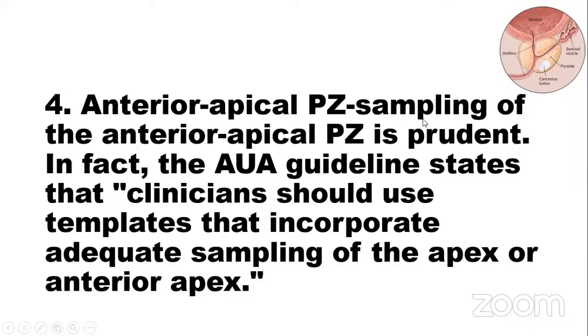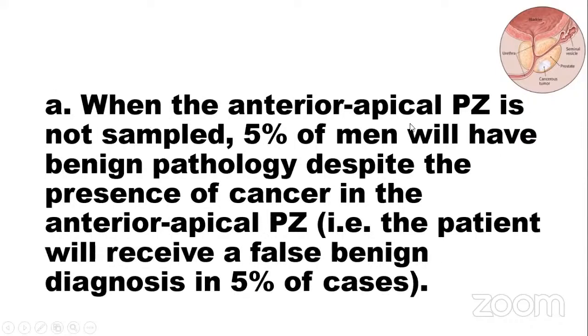Anterior apical peripheral zone sampling is not redundant. In fact, the AUA guideline states that the clinician should use templates that incorporate adequate sampling of the apex or anterior apex. When the anterior apical peripheral zone is not sampled, 5% of men will have benign pathology despite the presence of cancer in the anterior apical peripheral zone. I mean, the patients will receive a false benign diagnosis in 5% of cases.